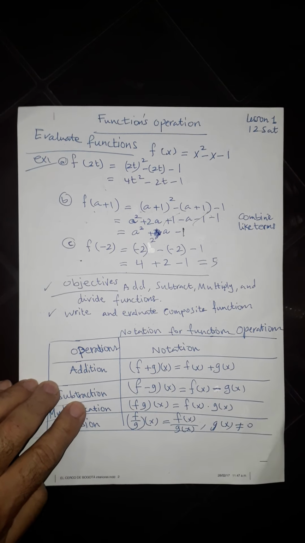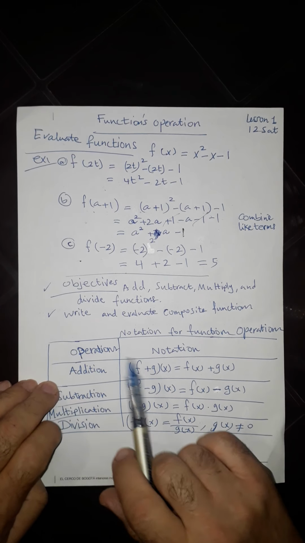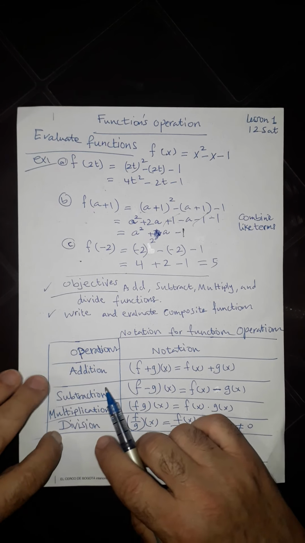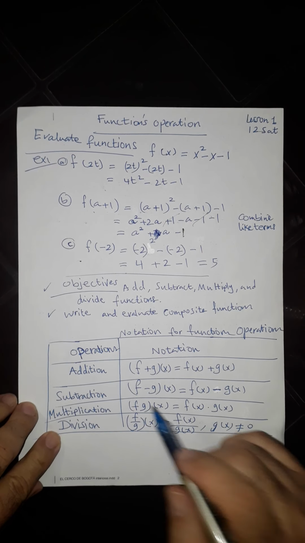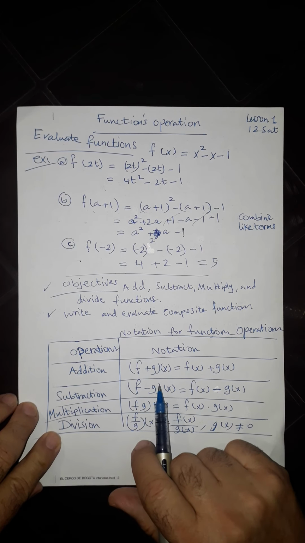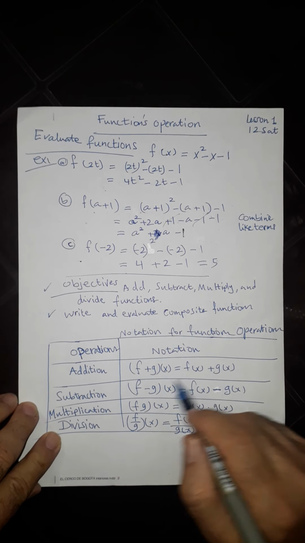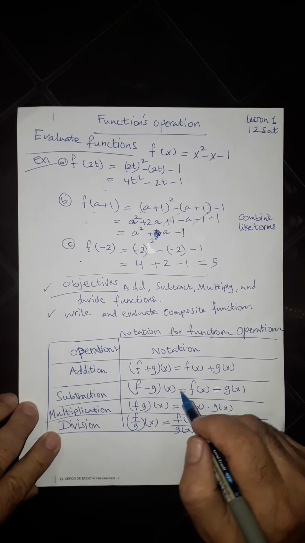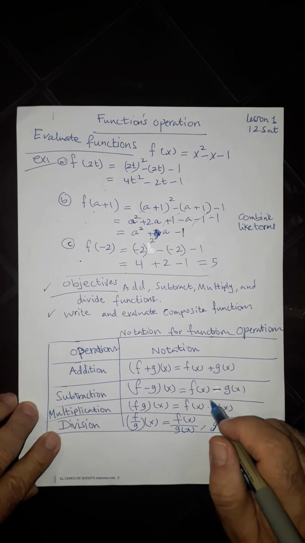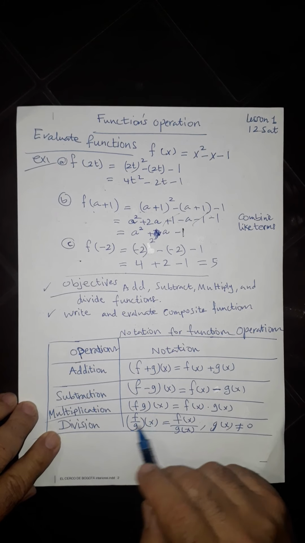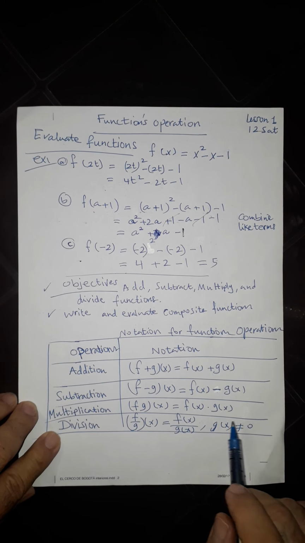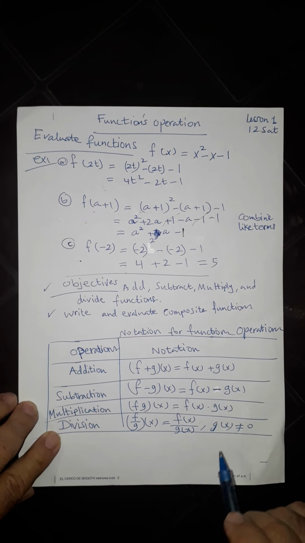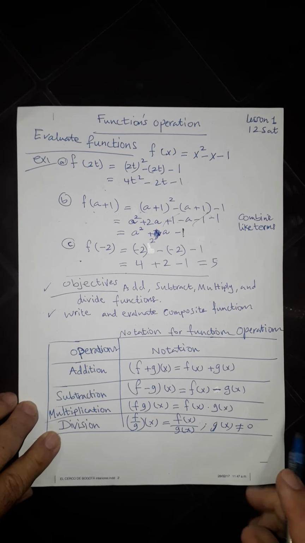Let's do another thing here. We need to show you how to make notation for addition, subtraction, multiplication, and division. What is f plus g of x? F plus g of x equals f of x plus g of x. What is f minus g of x, which equals f of x minus g of x? What is fg of x, which is f of x times g of x? What is f over g of x, which equals f of x divided by g of x, such that g of x is not equal to 0?